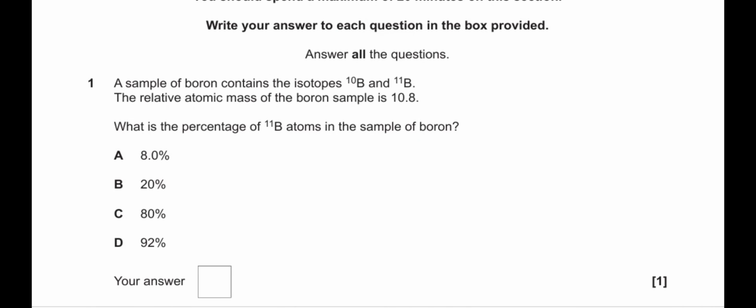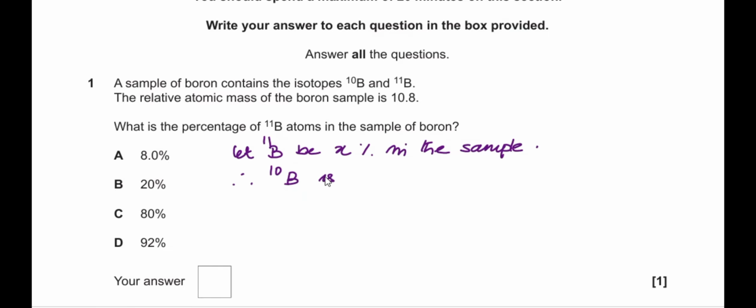Question 1. A sample of boron contains the isotopes B10 and B11. The relative atomic mass of boron sample is 10.8. What is the percentage of B11 atoms in the sample of boron? Since we need to find the percentage of B11 atoms, let us assume that B11 atoms percentage is X percentage. So let's write: let B11 be X percentage in the sample. Therefore, B10 would be 100 minus X percentage.